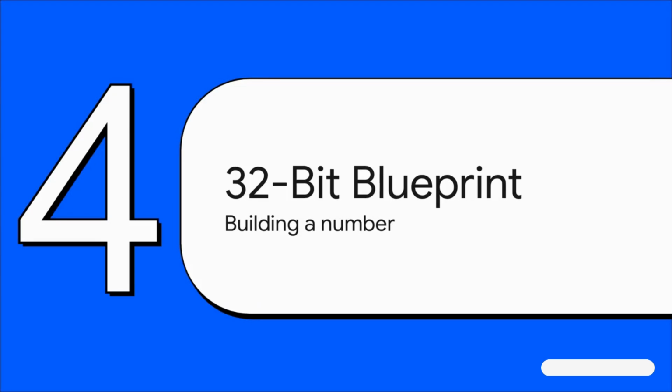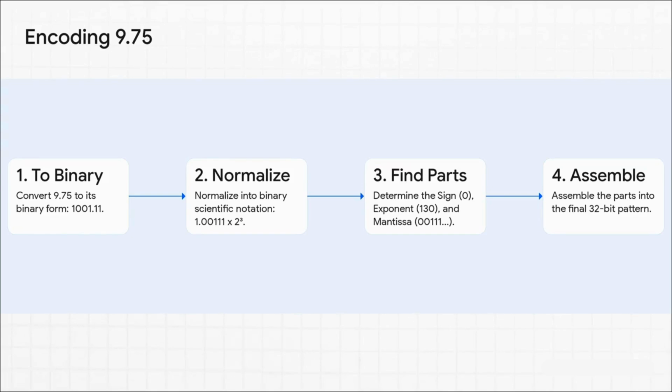Okay, theory is one thing, but let's actually see this in action. We're going to take a simple decimal number and walk through, step by step, exactly how a computer uses that 32-bit blueprint to encode it. Let's use the number 9.75. Okay, step 1. It gets converted to binary, which is 1001.11. Step 2. It's put into binary scientific notation, which looks like 1.00111 times 2 to the power of 3.